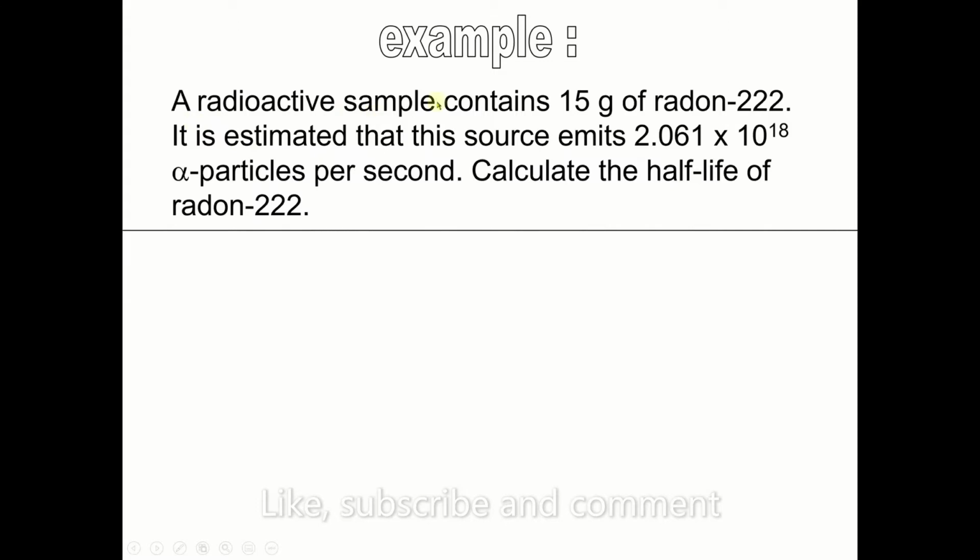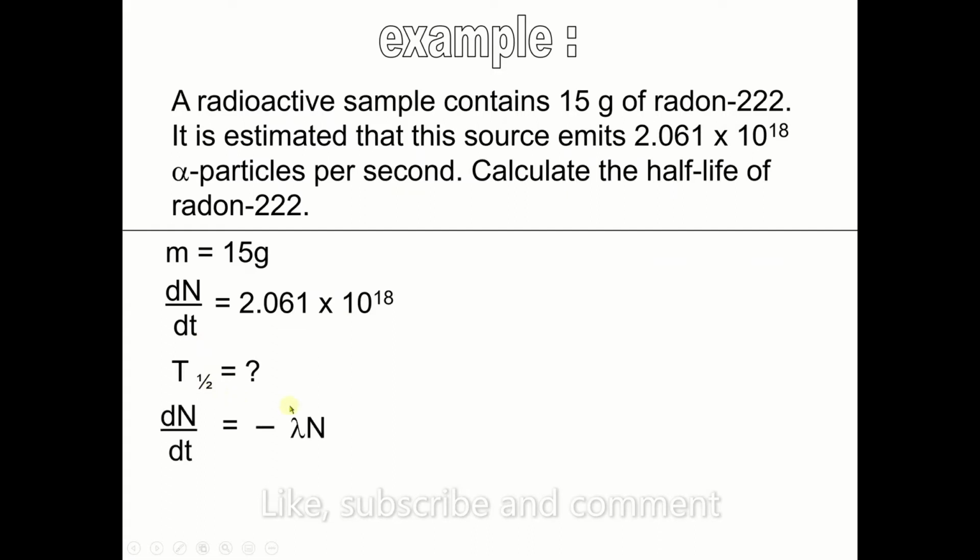A radioactive sample contains 15 grams of radon-222. It is estimated that this source emits 2.061 times 10 to the power of 18 alpha particles per second. Calculate the half-life of radon-222. Given the mass of the sample, 15 grams, dN by dt equals 2.061 times 10 to the power of 18, the number of atoms decaying per second. We are going to determine the half-life.